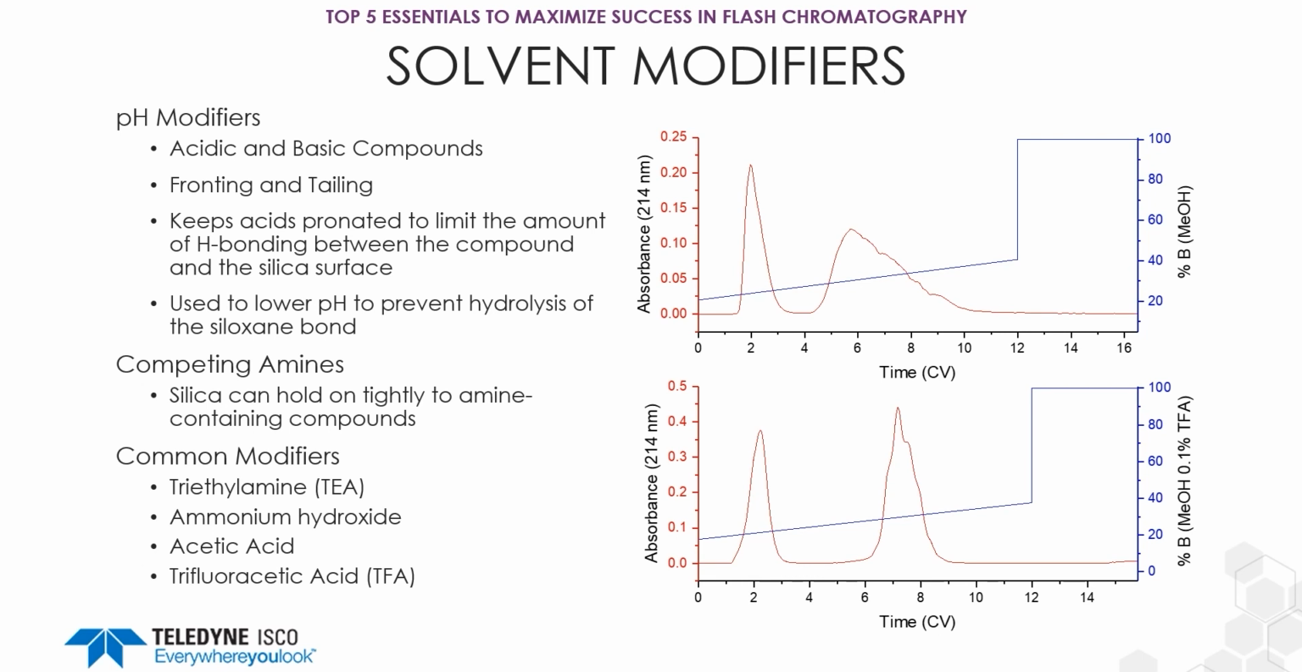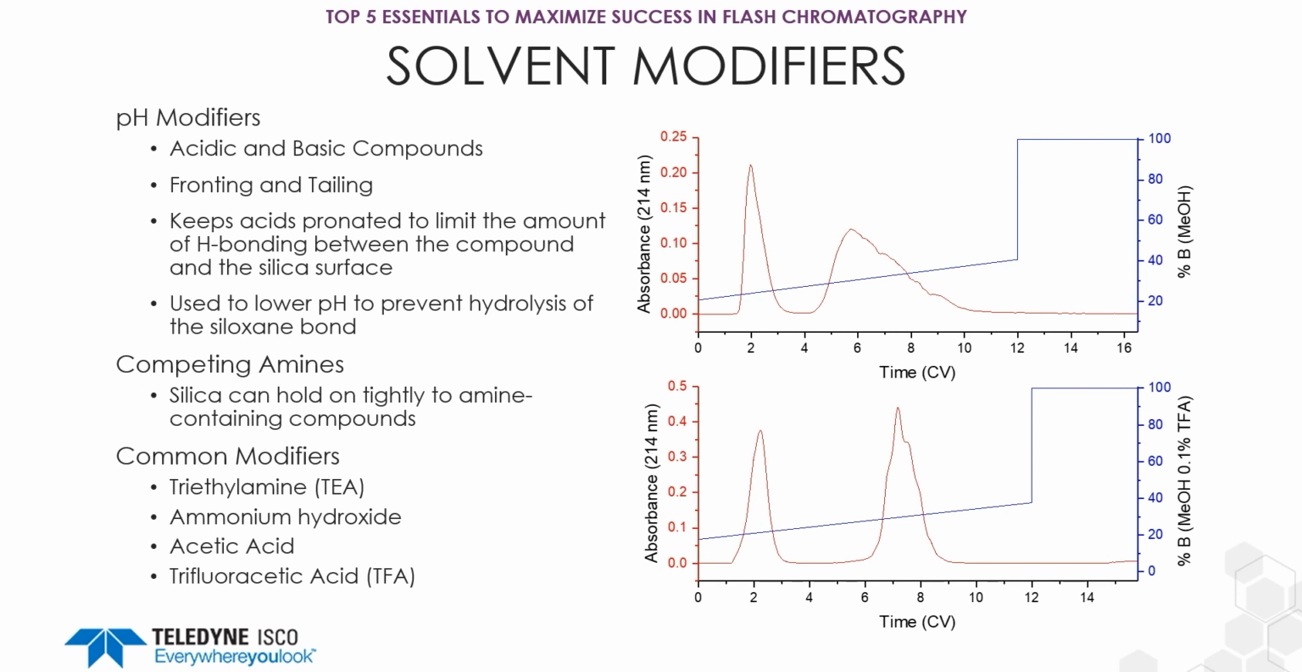Another reason you might want to use a modifier is competing amines. If you have a compound that has a lot of amines, they can hold really tightly onto the silica. So if we add a certain percentage of modifier that contains amines, it's going to compete for that silica spot. So the more amines you add to your solvent system, the less chance you have of your compound really holding tight to that silica surface.